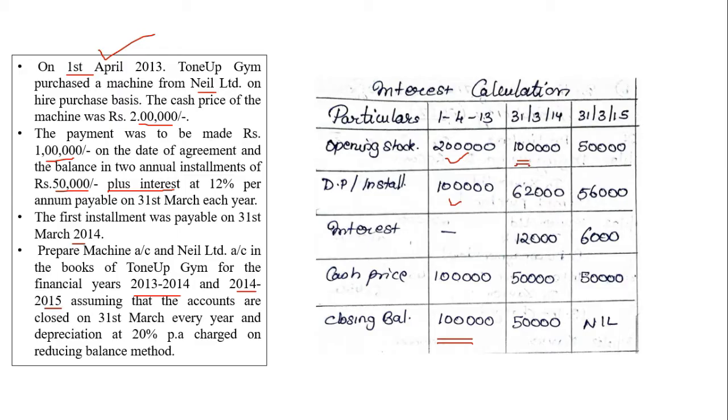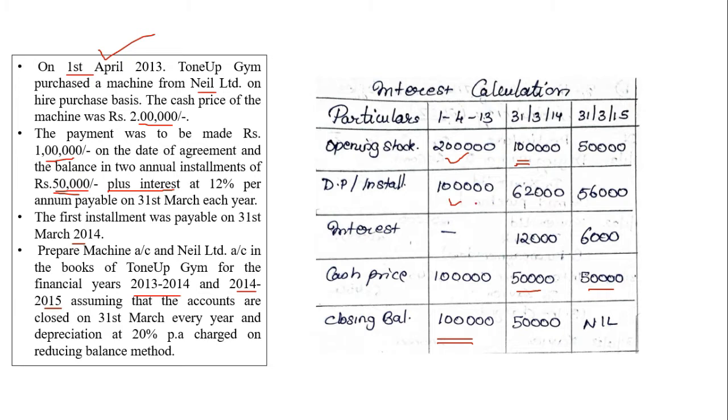Now, whenever they tell you that some balance is to be paid in installments plus interest, always remember that whatever installment amount they have given us will be nothing but my cash price. And when I add interest, that will be my installment value. So here they told you two installments plus interest. Since there is plus interest, this 50,000 will become my cash price for 2 years. So one is 50,000 here, and one is 31st March 2015, 14 and 15.